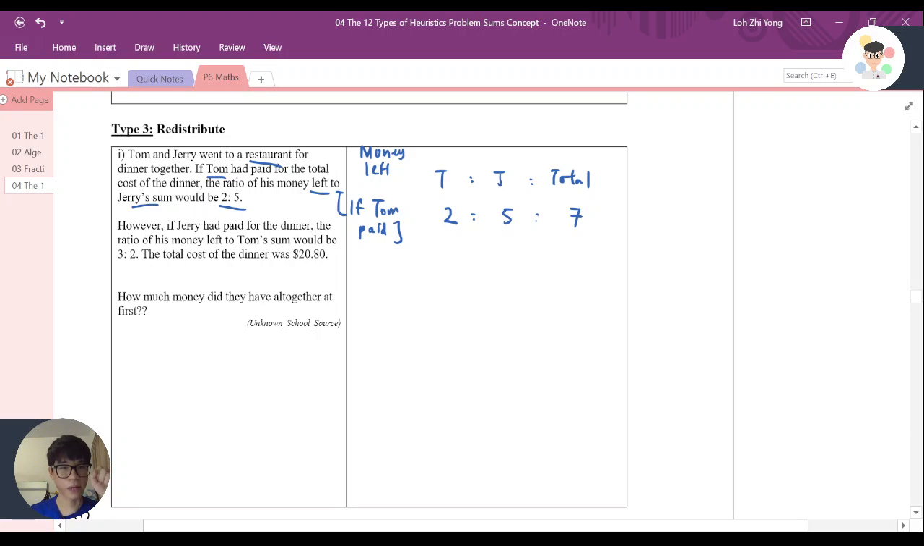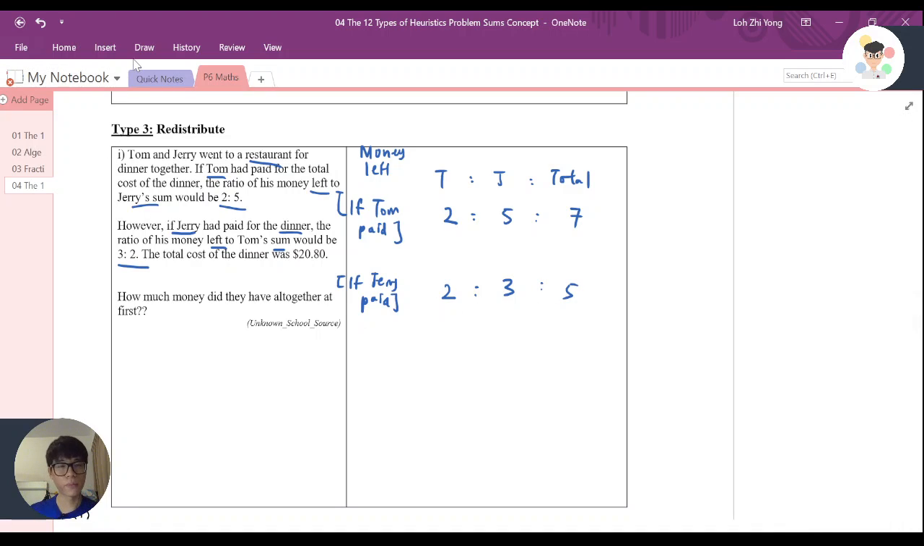Now, it continues to say that if Jerry had paid for the dinner, the ratio of the money that he has left to Tom's will be 3 to 2. So if Jerry pays, Jerry's left will be 3, Tom will be 2. Just be careful with the 3, 2 and 2, 3. And I know that the total leftover will be 5.